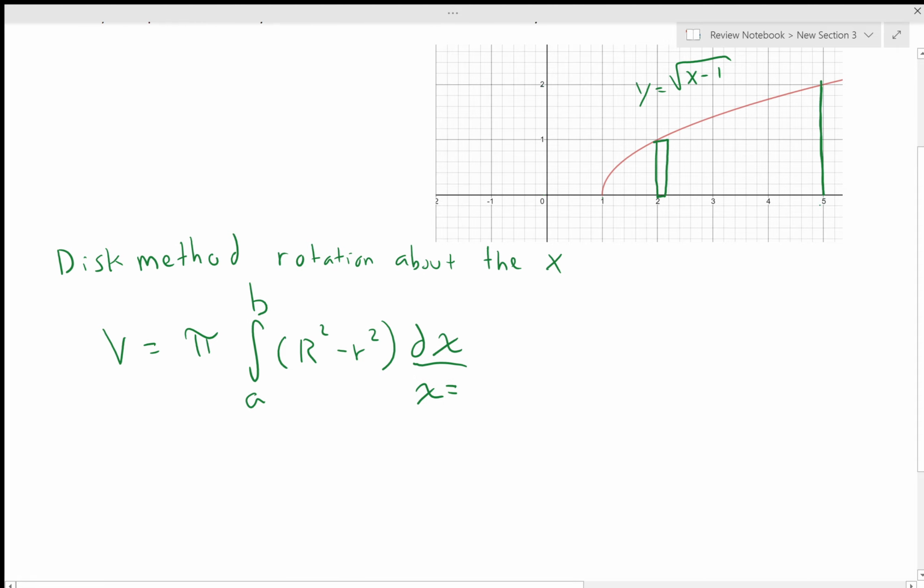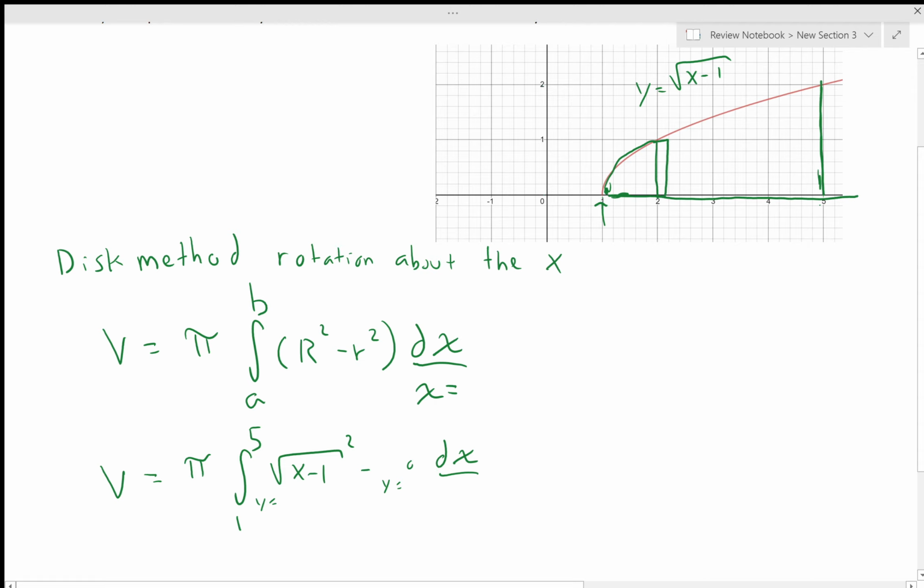So plugging stuff in, we see that it would be pi times the integral of 1 to 5. So x would be 1 here, 5 over here. Our large radius would be this outer function, which is the square root of x minus 1 squared, minus our small radius, which is just this axis, this is the equation y equals, and this is the line y equals 0. So that might help you.